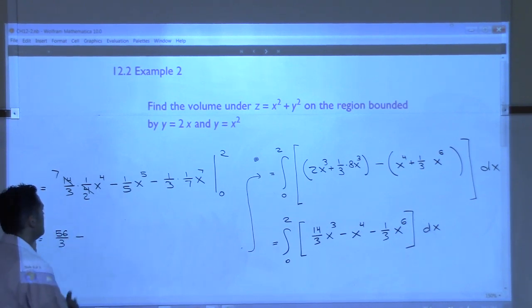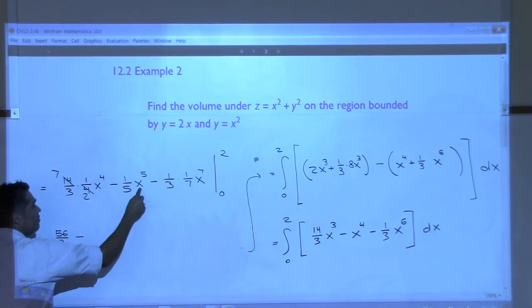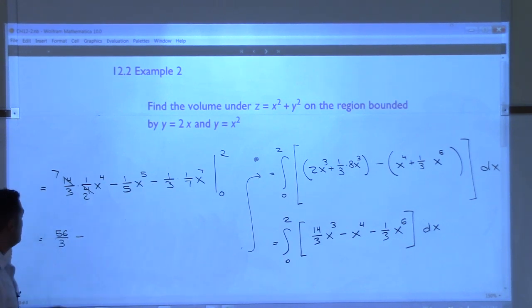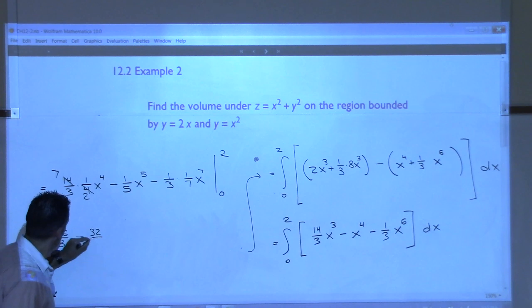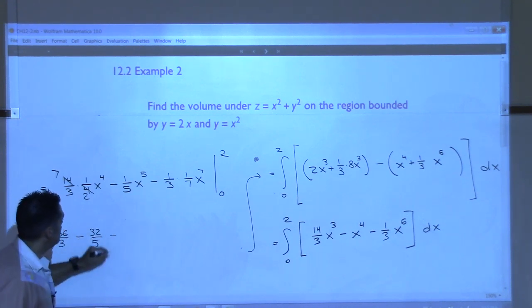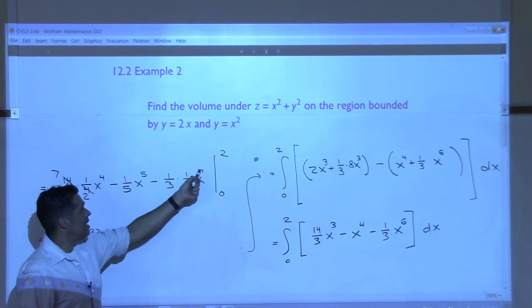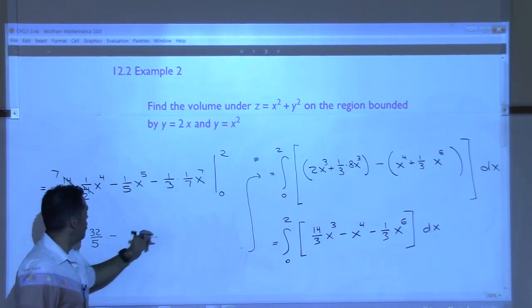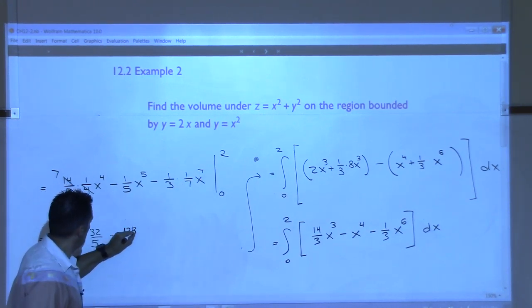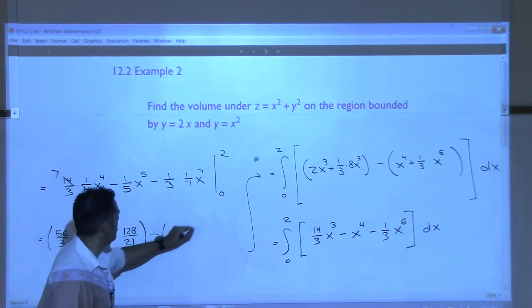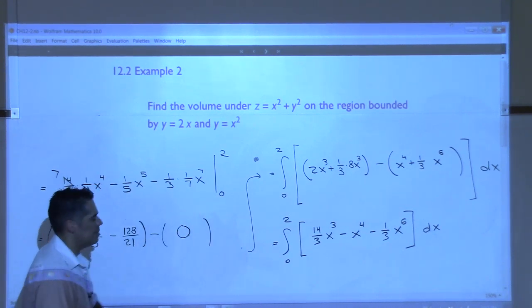And then minus, now 1/5, and then we're going to do 2 to the 5th power, which is 32, so 32/5. And then minus, let's see, 2 to the 7th, 128 over 21. And then we need to take all that and subtract from it whatever we get when we plug in 0, but thank goodness that's just 0.